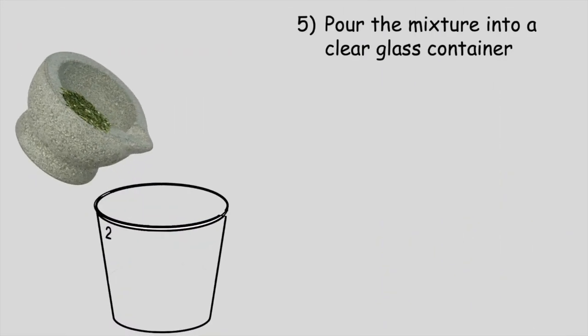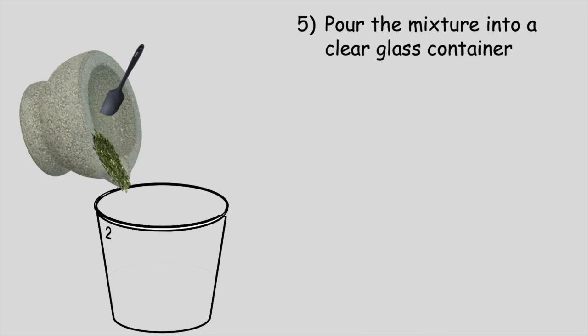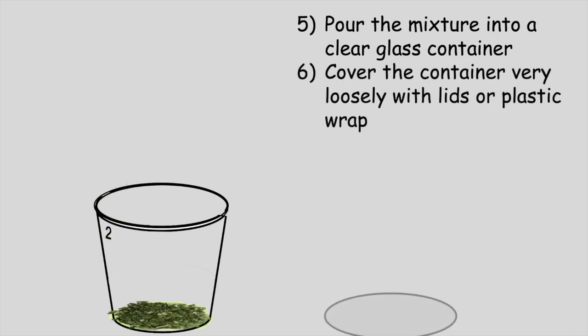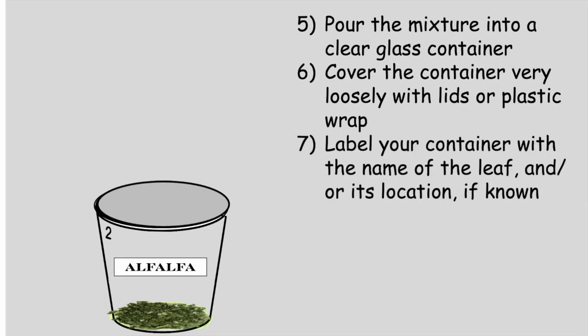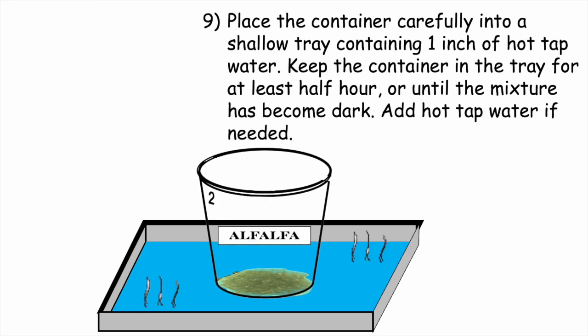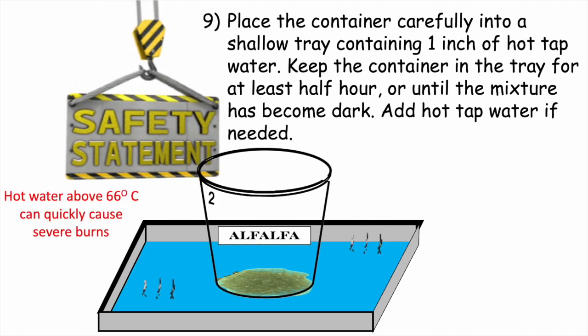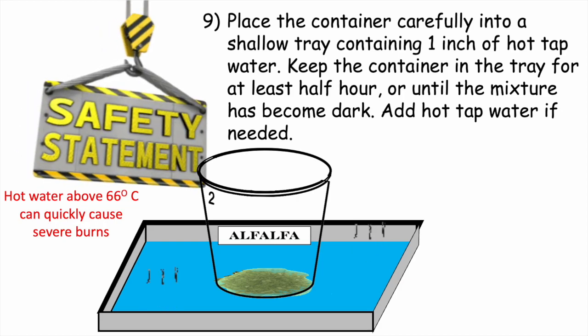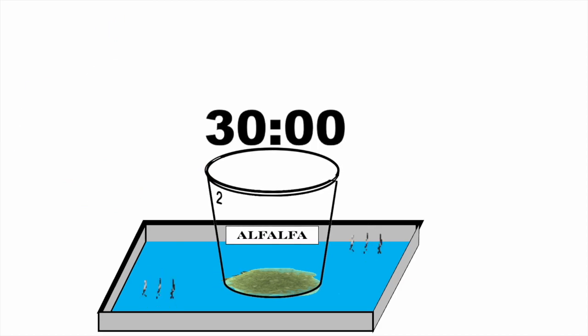Next, pour the mixture into a clear glass container, and cover the container with a lid or plastic wrap. Label your container indicating the name of the leaf, or its location. Then, place the container carefully into a shallow tray containing 1 inch of hot tap water. Keep the container in the tray for at least half an hour, or until the mixture has become dark.